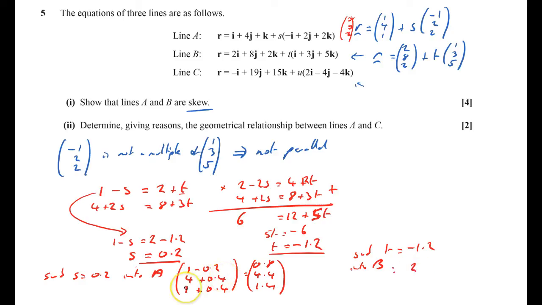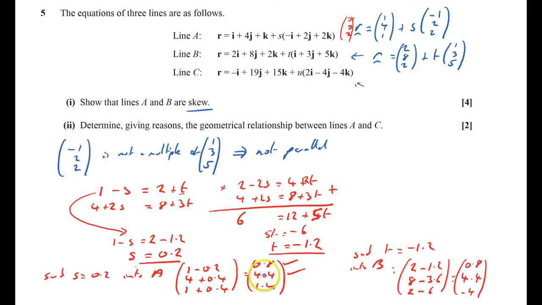Going to sub t equals minus 1.2 into B, and that will give me, the first one will be 2 plus 1t, so 2 minus 1.2. The second one will be 8 plus 3 lots of that, so it'll be minus 3.6. And the last one will be z equals 2 plus 5 lots of that, so that'll be minus 6, and that equals (0.8, 4.4, -4).